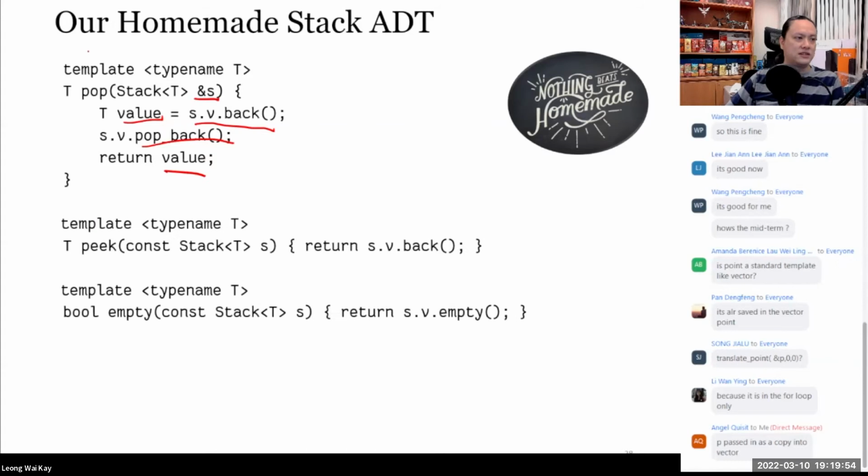Notice the return type of this pop is T, whatever T is. Peek basically just returns the back. Empty: is the stack empty? Return whether the vector is empty, using the vector's empty function, which we can use.